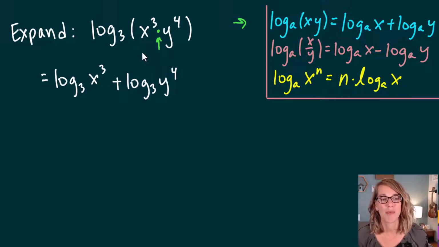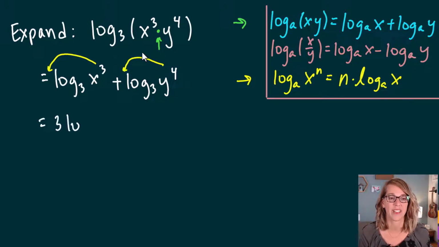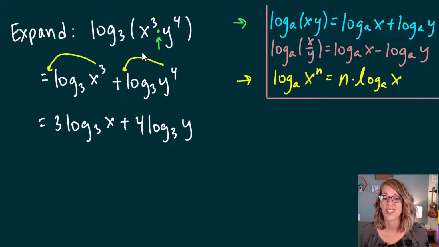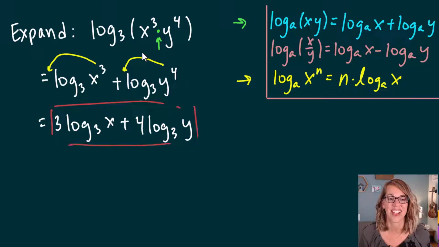Next, I'm going to work with those powers. I am looking at that third property now, and I can move the power 3 out in front and the power 4 all the way out in front. This is going to give me 3 times log base 3 of x plus 4 times log base 3 of y. There's nothing else that I can do. This is my final answer.